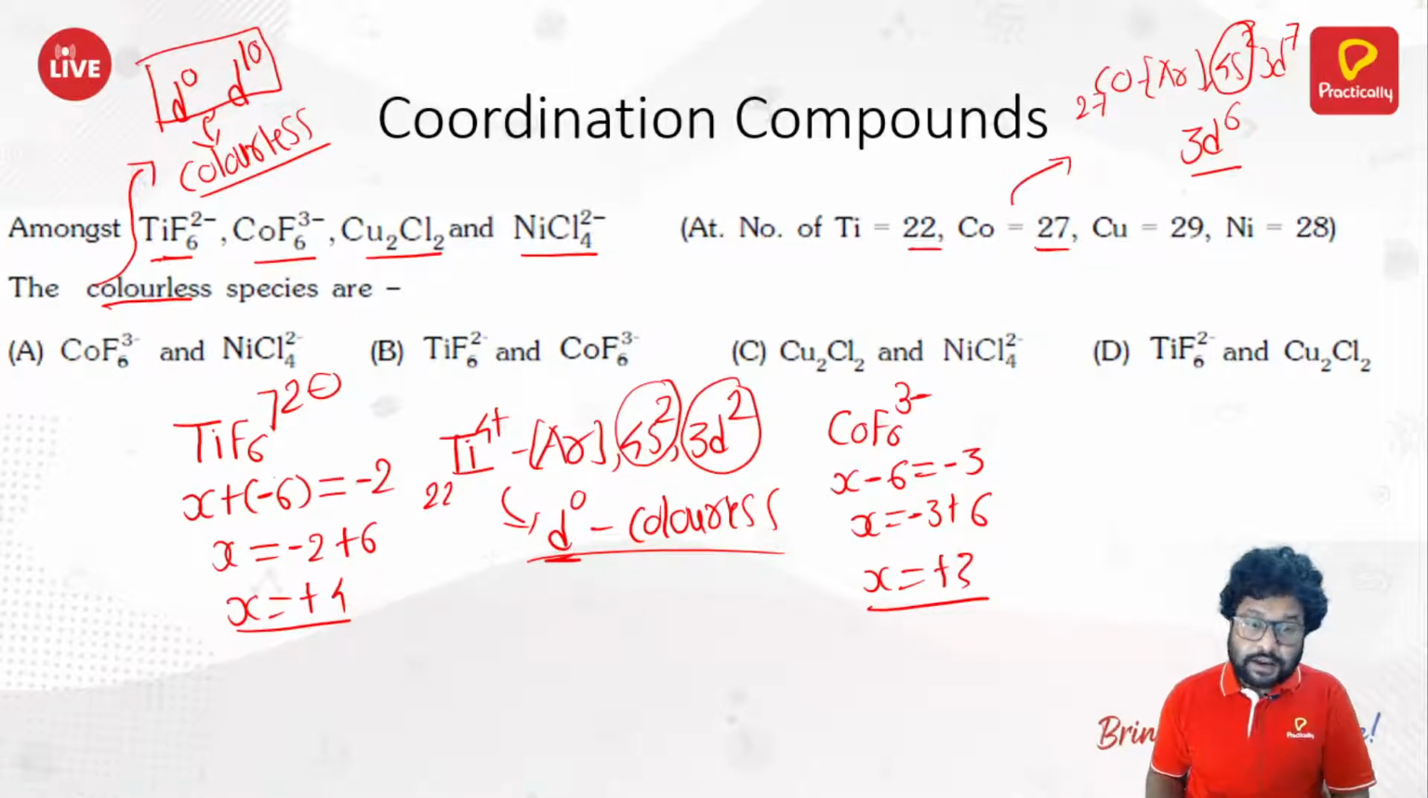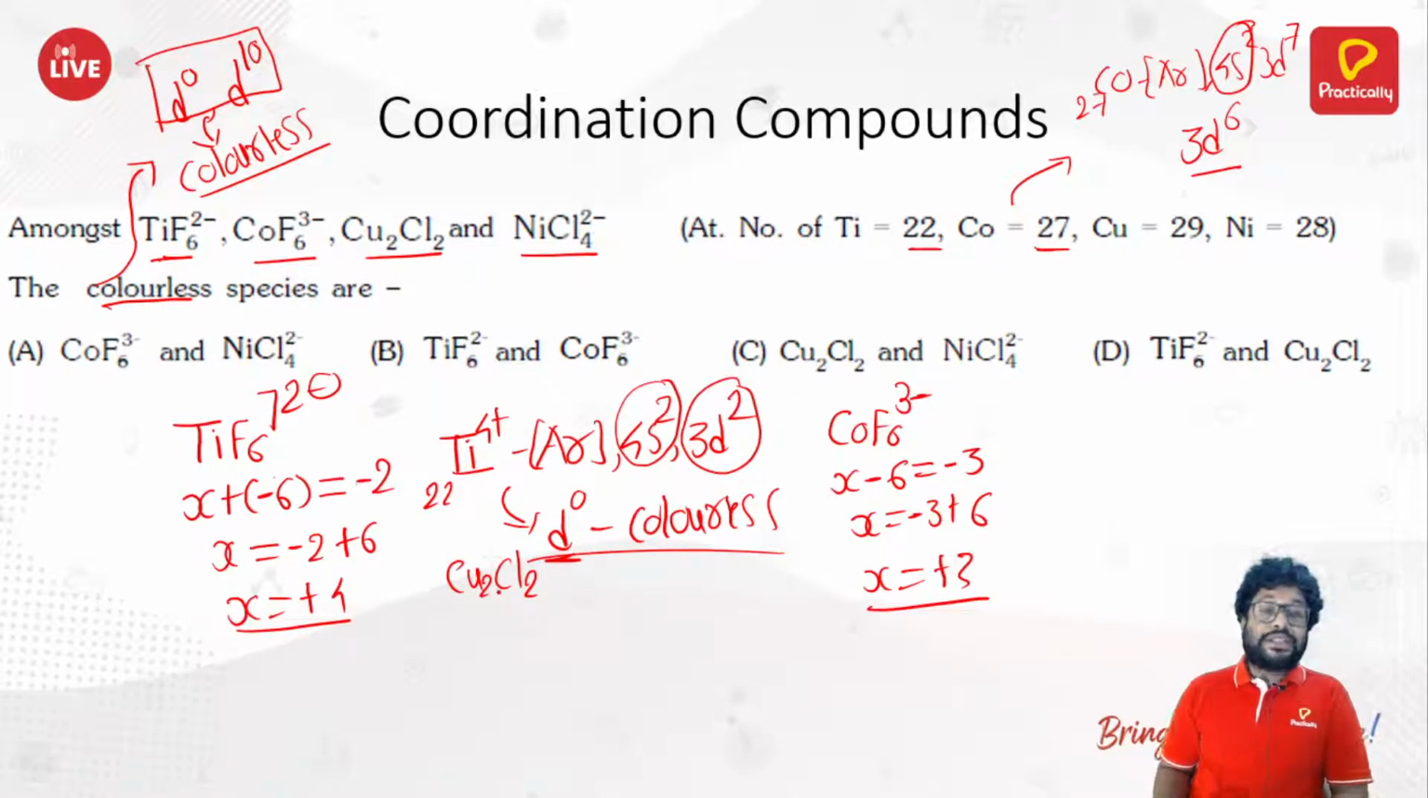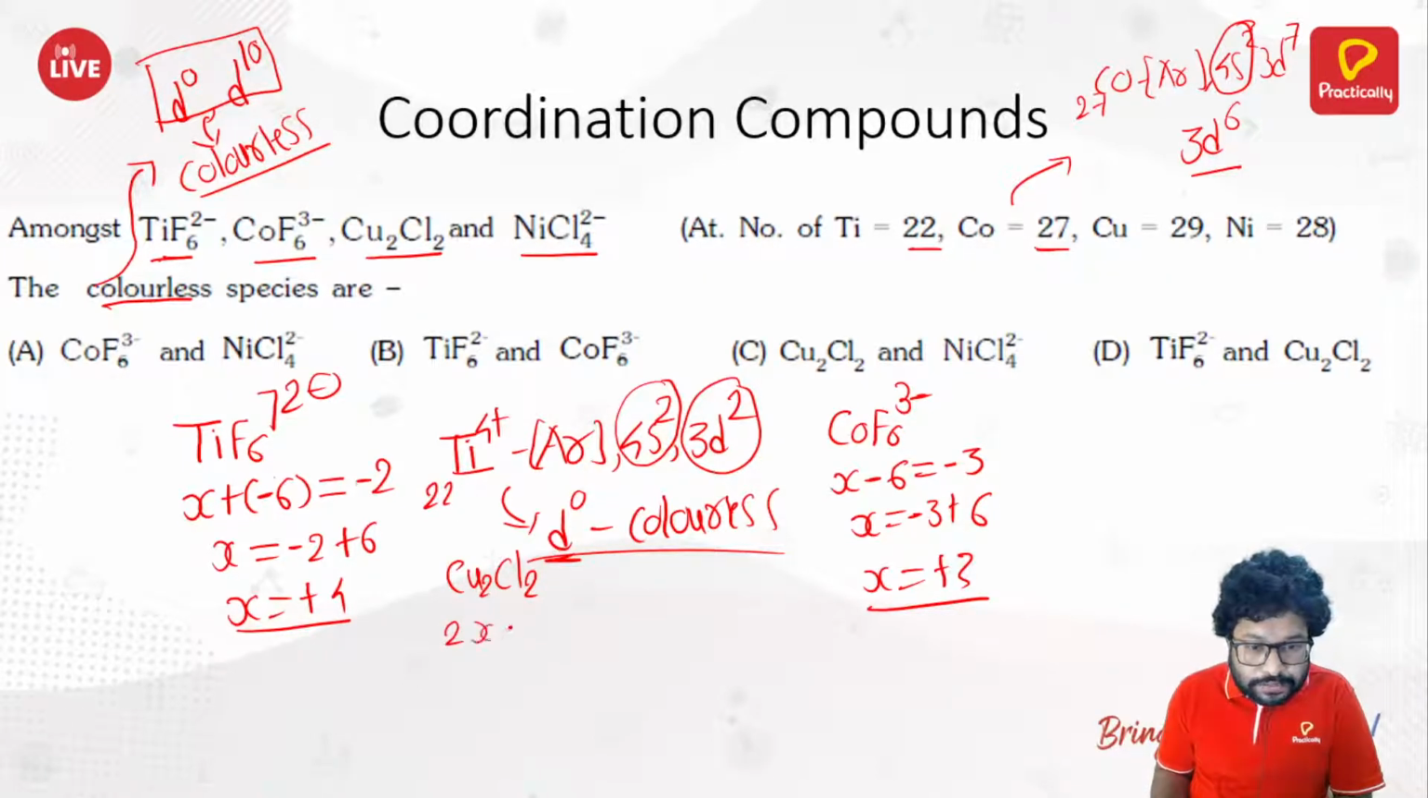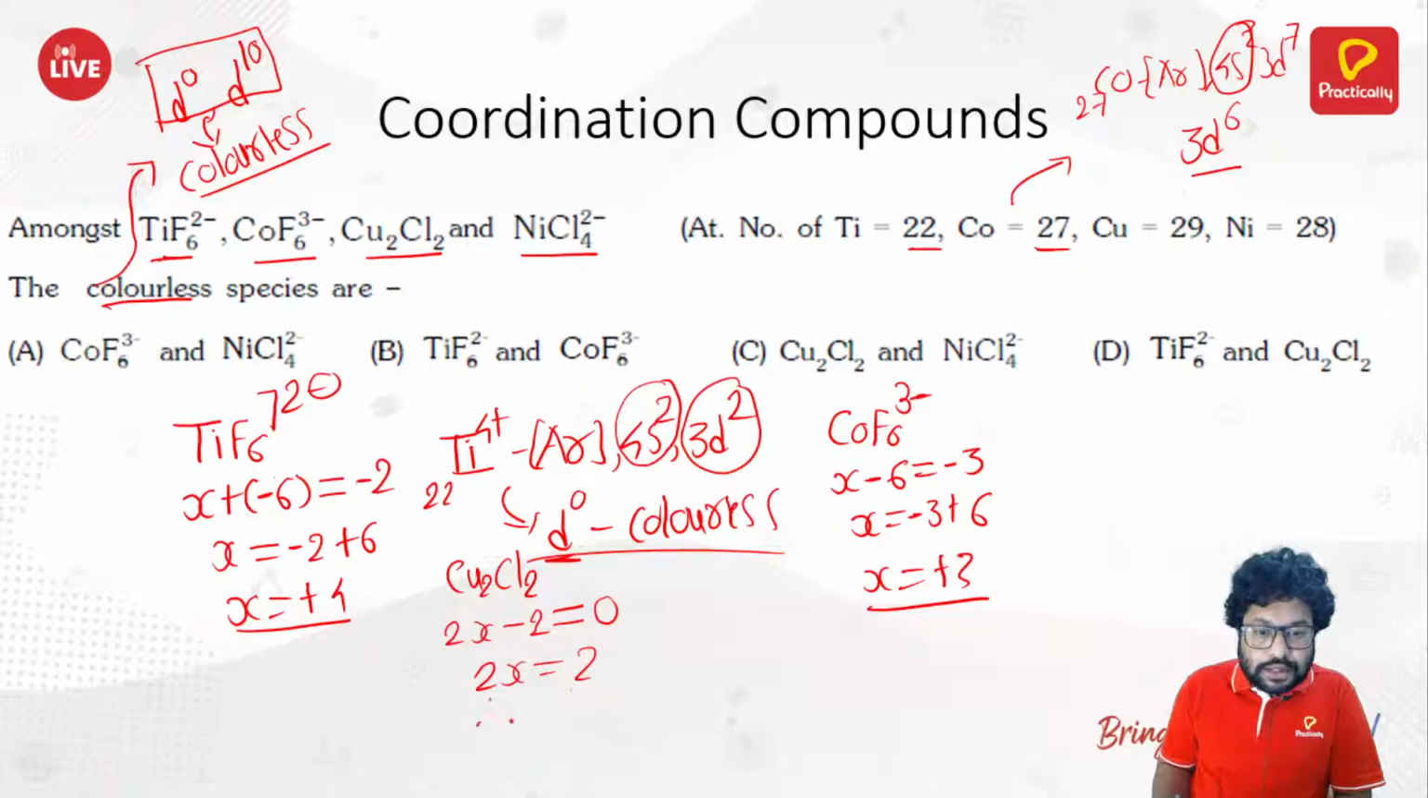Okay. Third option, Cu2Cl2. In Cu2Cl2, what is the oxidation state of copper? 2 copper are there, so 2x. Chlorine is what? -2, because 1 chlorine is -1, so 2 chlorine should be -2. What is the overall charge? 0. So 2x is equal to 2. Therefore, x is equal to +1. So each copper is in +1.